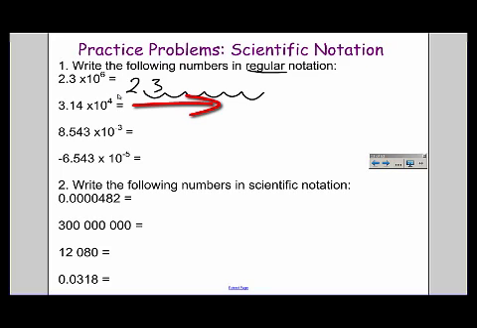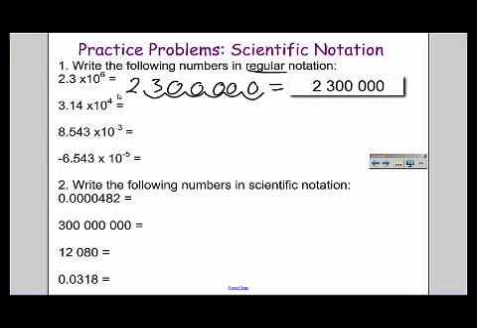You'll notice there's no numbers after in the spaces I provided. So what I'm going to do is fill them in with zeros. Then my number comes out to be this one here. We're going to clean it up just a little bit. 2,300,000. And that's our final number in regular notation.